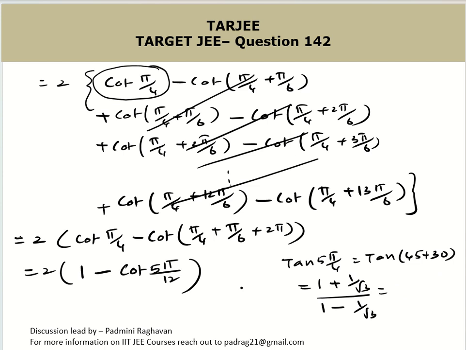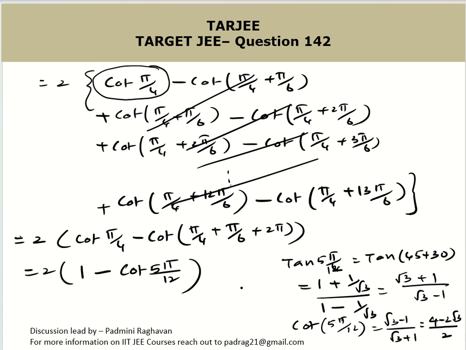So let me write this as root 3 plus 1 divided by root 3 minus 1. So my cot 5 pi by 12 will be root 3 minus 1 by root 3 plus 1, multiply and divide by the conjugate. Denominator will be 2, numerator will be root 3 minus 1 the whole square, 3 plus 1 minus 2 root 3, 4 minus 2 root 3. So I think I can cancel 1, 2 and pick up the value from here.